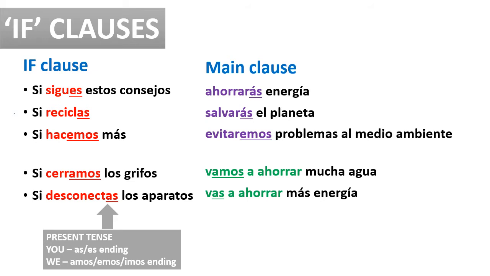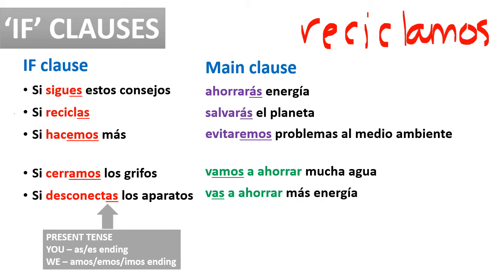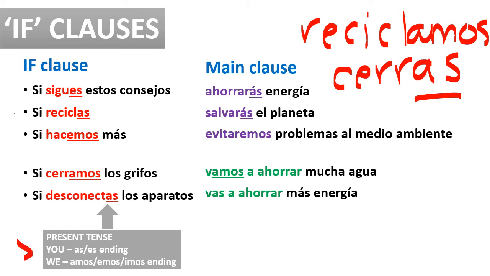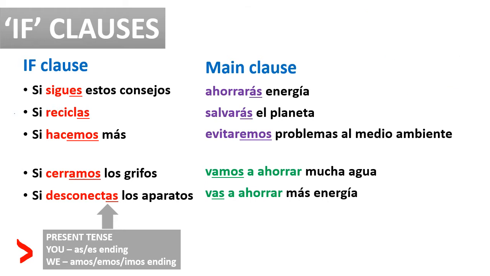You can also, instead of saying if you, say if we. So instead of if you recycle, you might want to change it to if we recycle by adding amos. Same as the bottom ones, cerramos los grifos, if we turn off the taps. You might want to say if you turn off the taps. So instead of cerramos, it would be cerras, using the AS. So as I've pointed out at the bottom, it's either going to be your AS and ES ending for you, or your amos, emos, imos ending for we. So that's always going to be your first half of the sentence.